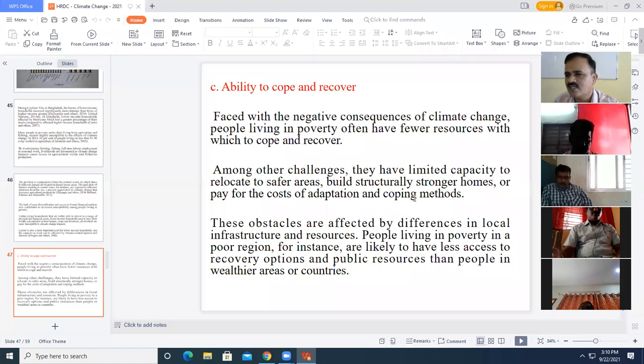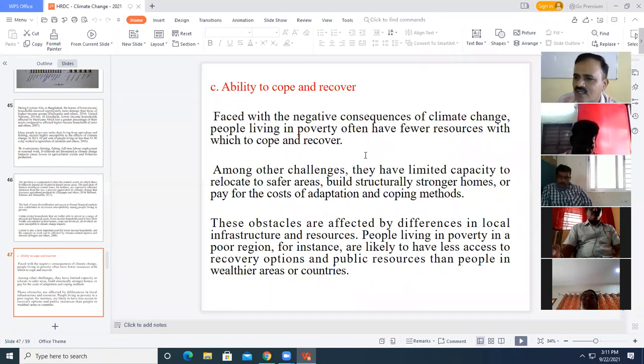And the third one again is related to the ability to cope and recover. As we have already noted, if the country is poor, with fewer resources it is very difficult for a poor country to cope with climatic hazards. The same also holds good for poor people, or people living in poverty. So that has been discussed under this title, ability to cope and recover. And they face only the negative consequences of climate change.